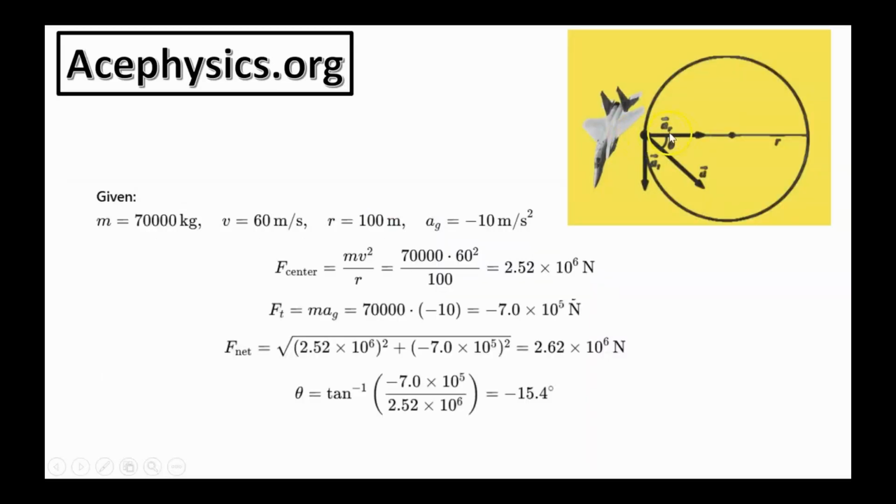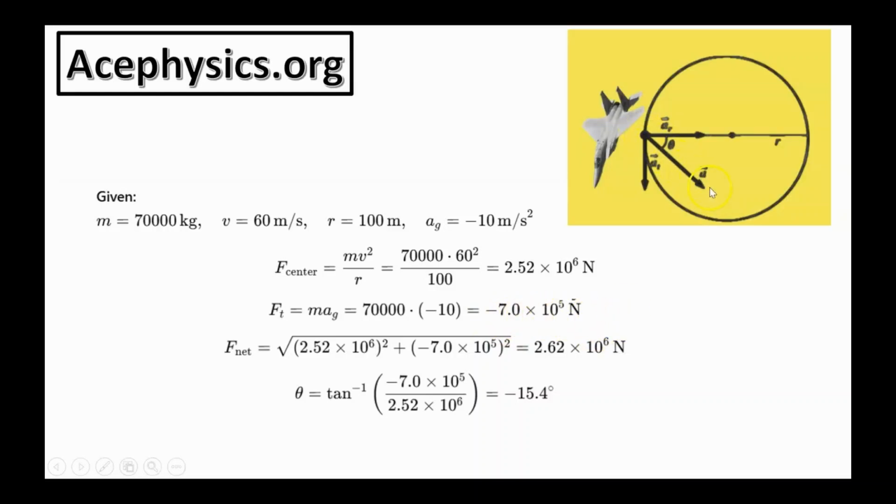The jet has a force towards the center equal to mass times centripetal acceleration, mv squared over r. We're given all this information, so the centripetal force is 2.52 times 10 to the 6 newtons. The tangential force, or the downward force of gravity, is equal to mass times the acceleration of gravity. We'll call that -10. And that equals -7 times 10 to the 5th newtons.